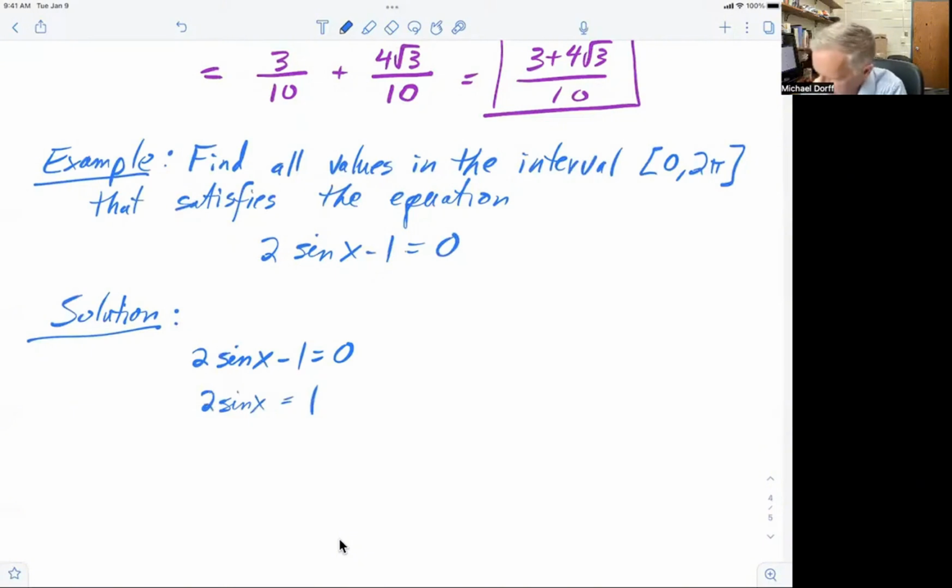Let me change, my tip of my pen is wearing out. So let me change that here. So I have 2 sine x equals 1. Now if I divide both sides by 2, I get sine x equals 1/2.